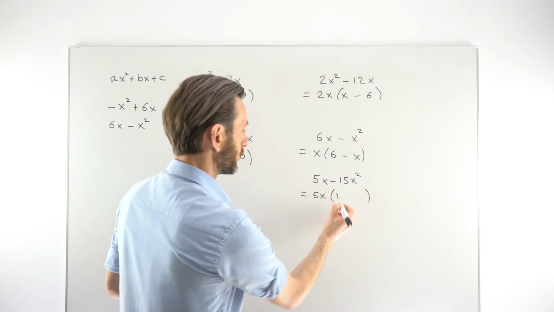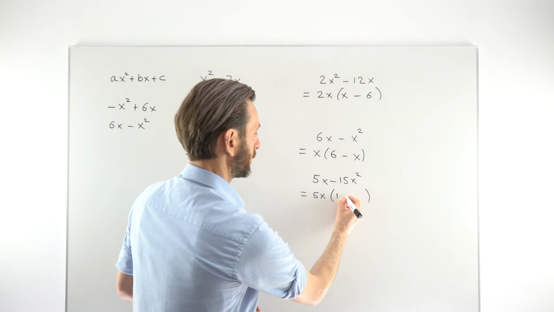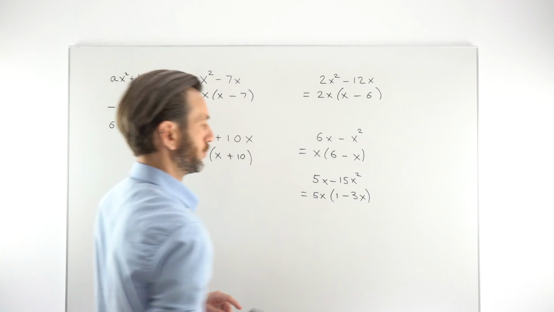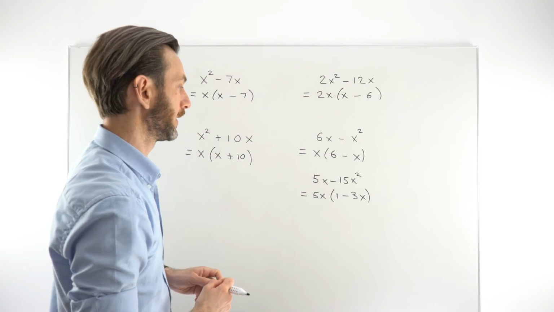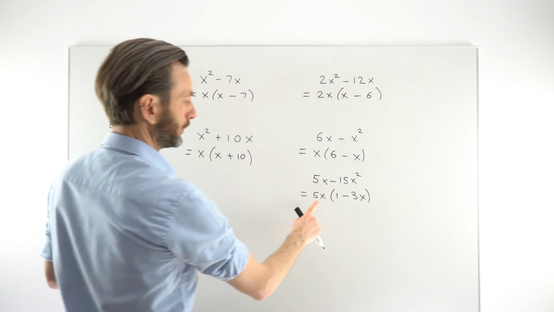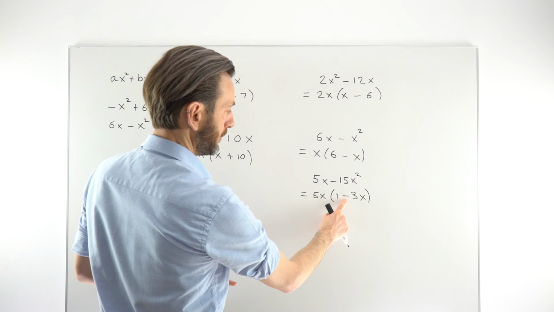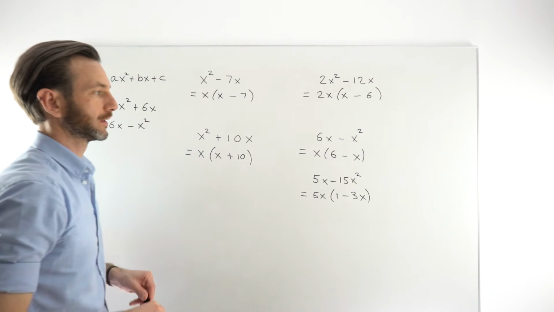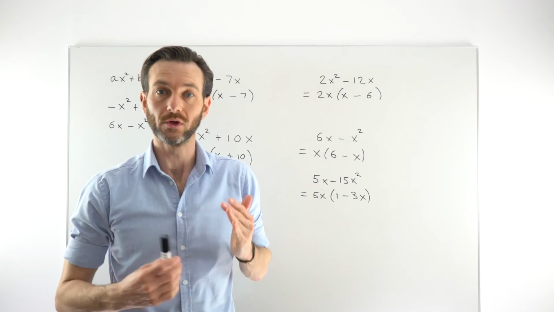So 5x times 1 gives you 5x, and 5x times minus 3x gives you minus 15x squared. That's basically how that works. So 5x times 1 gives you positive 5x. 5x times minus 3x gives you minus 15x squared. So that's basically how you factorize quadratic expressions using a common factor.